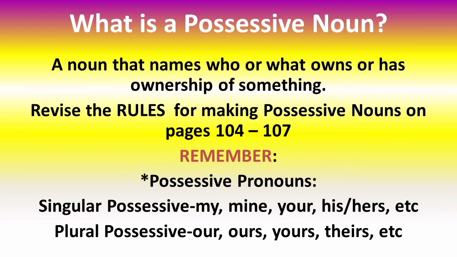In the lesson on possessive nouns also, we discussed 5 rules for making nouns become possessive. Okay? But first of all, we want you to understand that a possessive noun is that noun that names who or what owns or has ownership of something. In fact, for a clearer understanding of this topic, I would want you to revise those rules for making possessive nouns on pages 104 to 107 of your Language Smarts textbook.